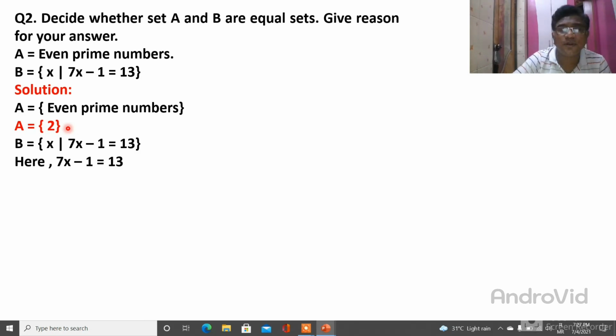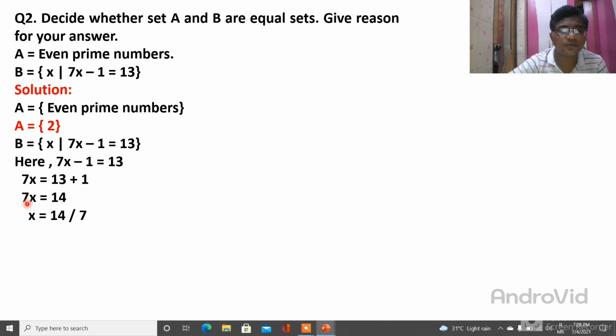Then you want to solve the B. So see here, B is the set of x such that 7x minus 1 is equal to 13. So 7x minus 1 is equal to 13. Minus 1 goes across, it becomes plus 1. So 7x is equal to 13 plus 1. This 7x remains as it is. This 13 remains as it is. Minus 1 goes across, plus 1. So 13 plus 1 you are getting 14. This 7x carries as it is. 7 is multiplying, goes across, divide. So x is equal to 14 upon 7.